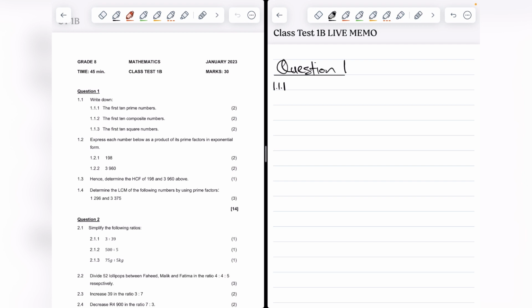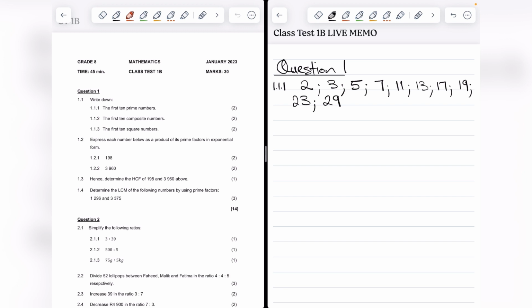So we'll start off with the first prime number, which is 2, followed by 3, and then the next prime number is 5, then 7, then 11, then 13, then 17, then 19, and then 23. That is 1, 2, 3, 4, 5, 6, 7, 8, 9. And then the next one after 23 would be the number 29. So those are our first 10 prime numbers.